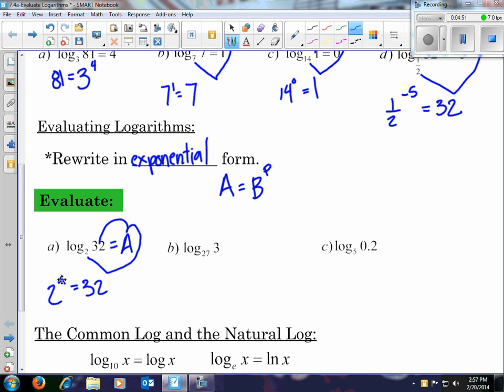Now I have to figure out what my power would be to make my answer 32. So I'm just going to do one thing. I'm going to say 2 times 2 is 4.